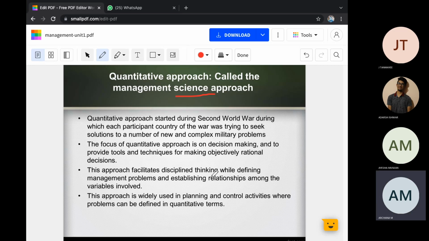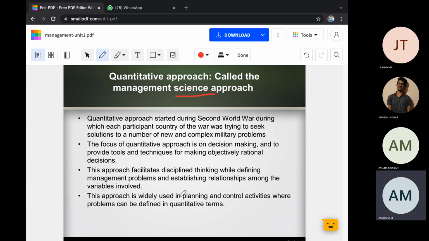This approach facilitates disciplined thinking while defining the management problems and establishing relationships among the variables. That is, this will give a good relation between the employee and the manager. I will give a project, I will assign the project to this set of people. For example, I will assign a software project to them. These people don't have laptops, they don't have systems, they don't have anything to work with. If I provide everything to those people, they will work for the company, they will give me good output, right? That is what. There should be a relationship between them. To establish the relationship, this quantitative approach is very, very important.